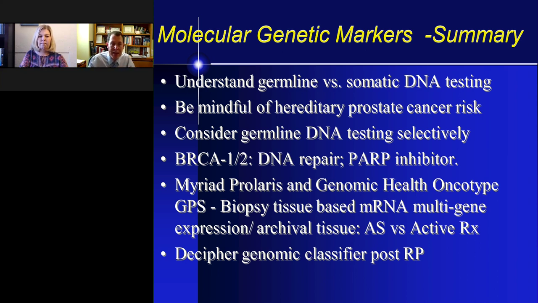Anyway, the point is the best candidates currently in prostate cancer would be a gentleman who has early stage prostate cancer and is trying to decide whether he needs to have that cancer immediately treated or whether he can do active surveillance. In that setting, either the Myriad Prolaris test that we talked about or the Oncotype GPS test can provide additional information that can help some doctors and some patients make better decisions between active treatment and active surveillance.